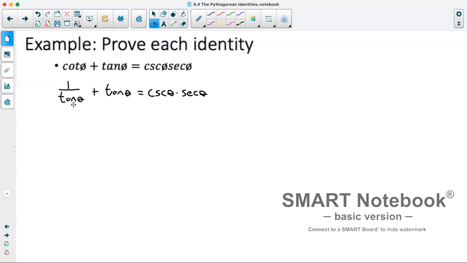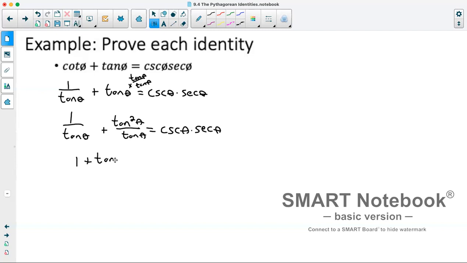Now, to be able to combine 2 terms, I need the same denominator, so I'll multiply this one by tan theta over tan theta. So that gives us 1 over tan theta plus tan squared theta over tan theta is equal to cosecant theta times secant theta. Now that these have the same denominator, we can add together what's in our numerator. So we've got 1 plus tan squared theta over tan theta is equal to cosecant theta times secant theta.